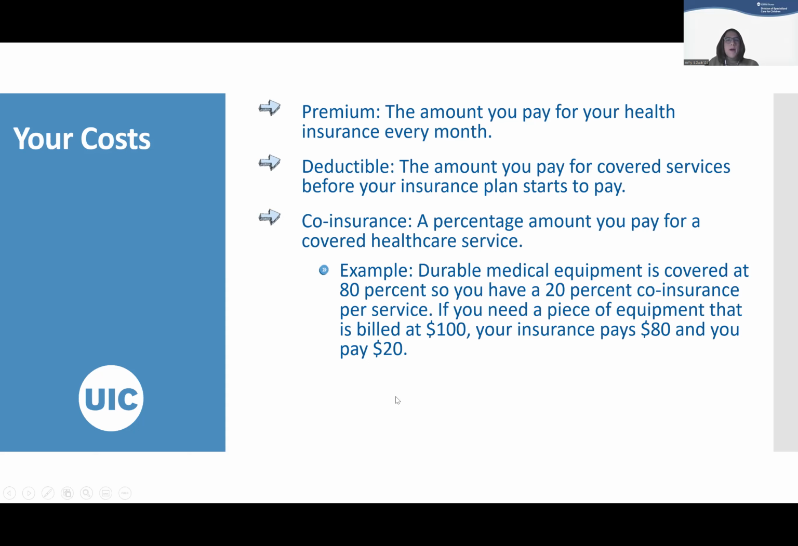Coinsurance is a percentage amount you pay for covered healthcare service. In our example here, durable medical equipment is covered at 80%. That means that your insurance will pay 80% and you will pay 20%. So let's say that you have a piece of equipment that costs $100. Your insurance is going to pay $80 of that, and you will pay the remaining $20. This amount can change depending on what is being billed. So it's not always going to be a $20 amount. Sometimes, or most often, the amount is quite a bit higher.